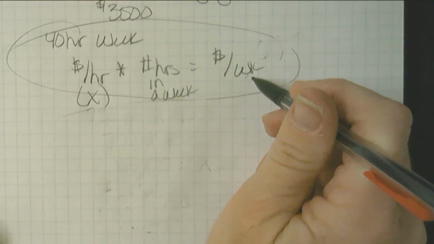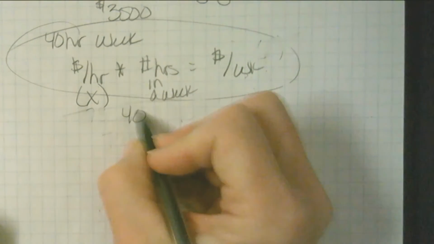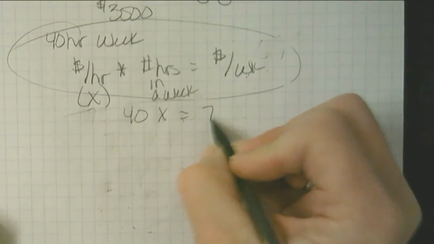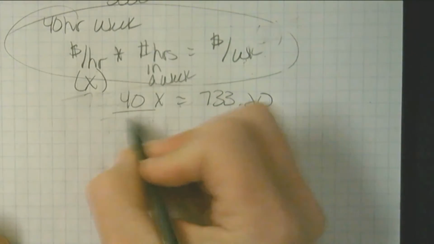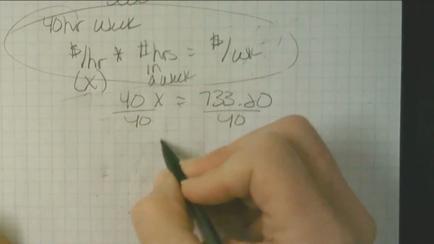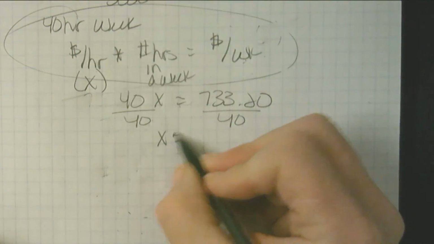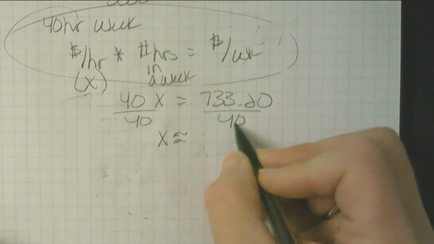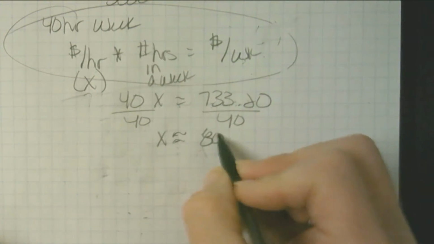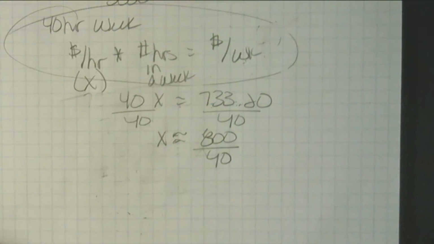I know how much I'm making in a week. So this is going to be 40 times X is equal to $733.20. That makes a lot more sense. So I'm going to divide both sides by 40, and I have x equals approximately, I agree with you, I'm going to change this to 800, and I'm going to leave this as 40.